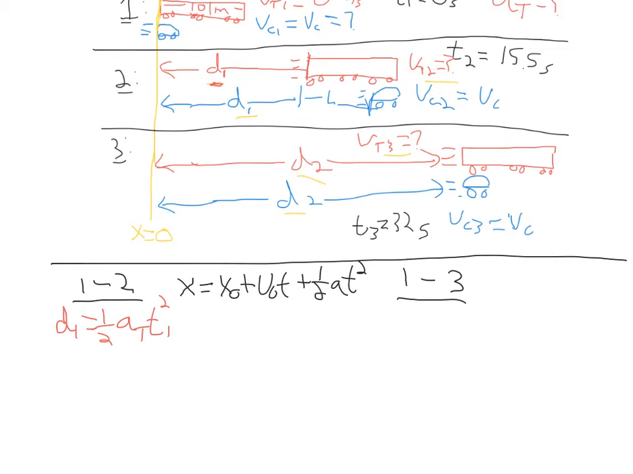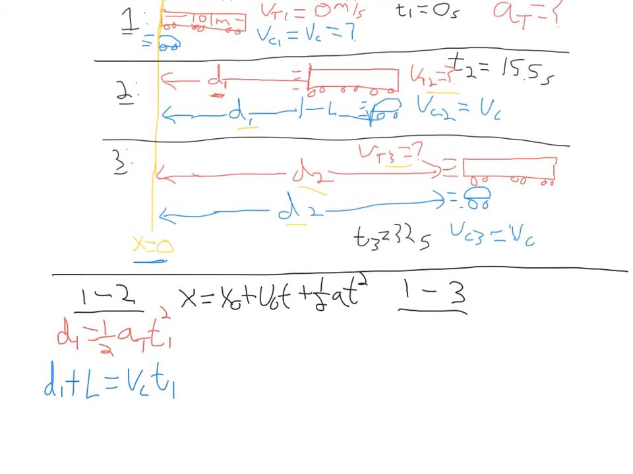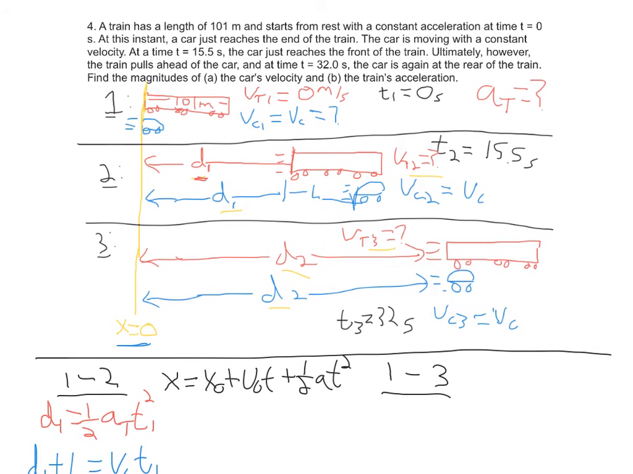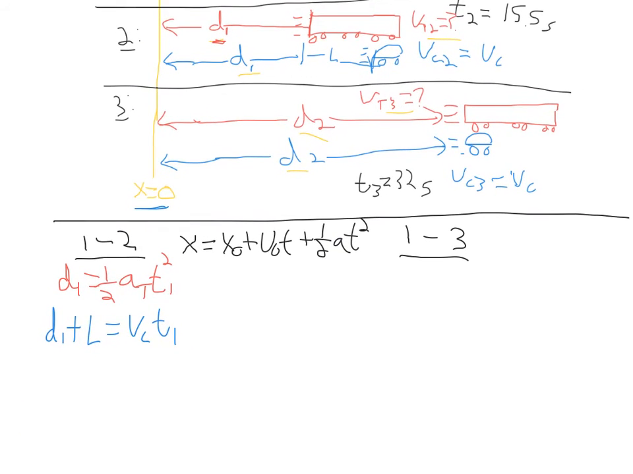Anyway, the blue is for the car, and the car's final position, as we can see, is d1 plus L, and that's equal to its initial position, which is 0, plus its initial velocity, which is just the velocity of the car, multiplied by the time t1, plus the acceleration of the car. I never mentioned that, did I? If we look up here, what do we know about the acceleration of the car? Well, for the entire time, the acceleration of the car is 0 because it's moving at a constant speed. Bonus, that's easy enough.